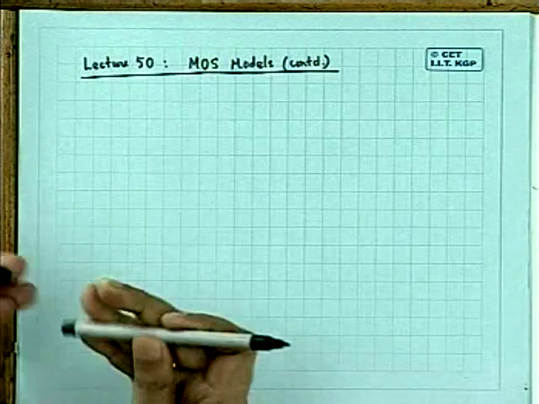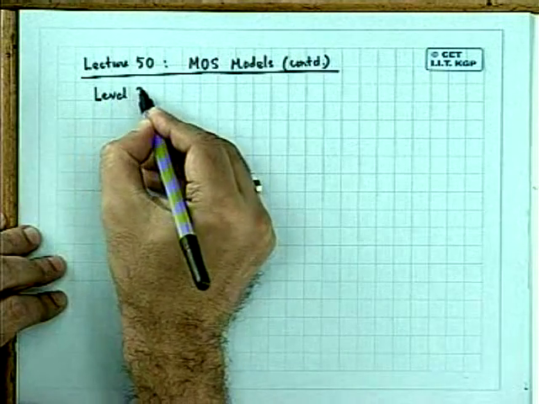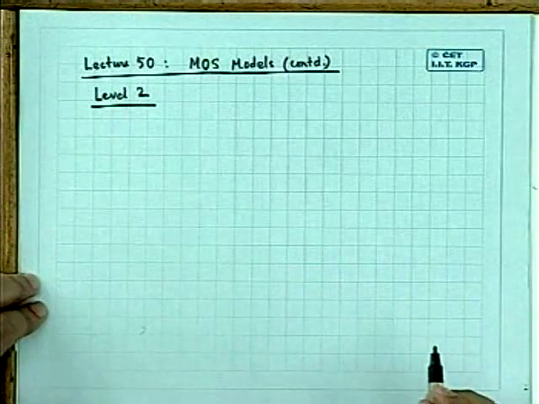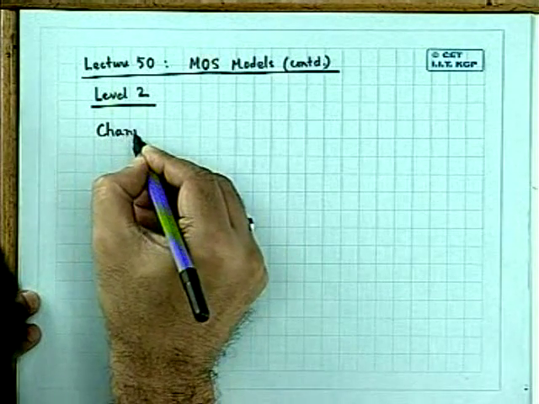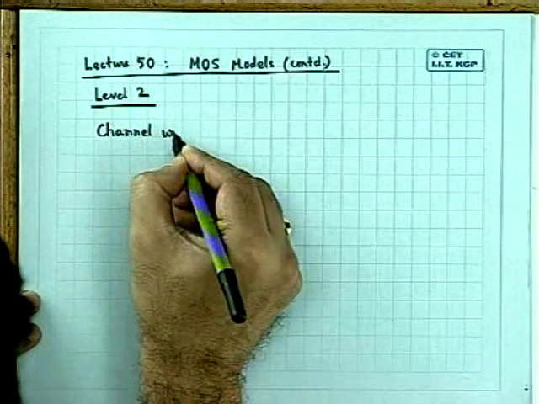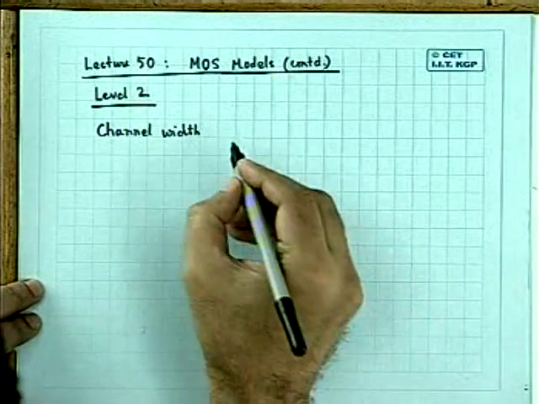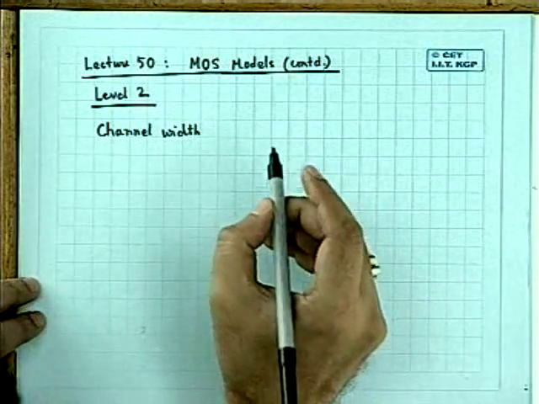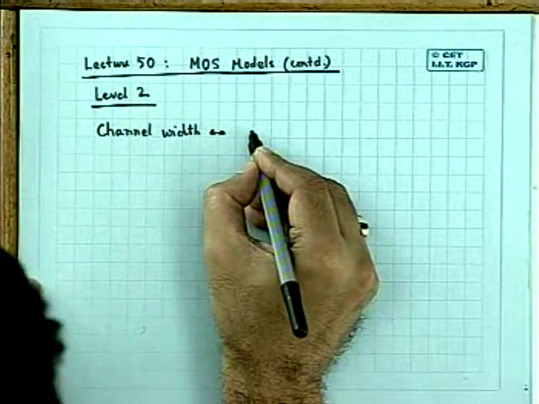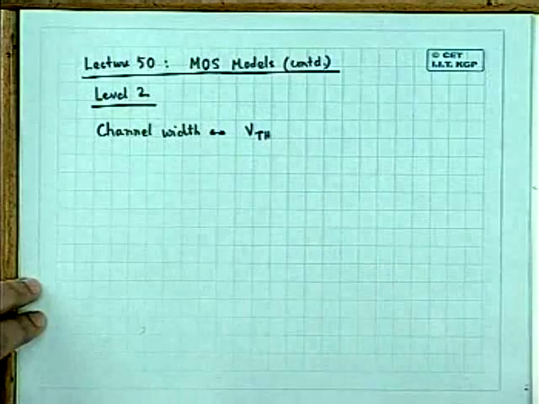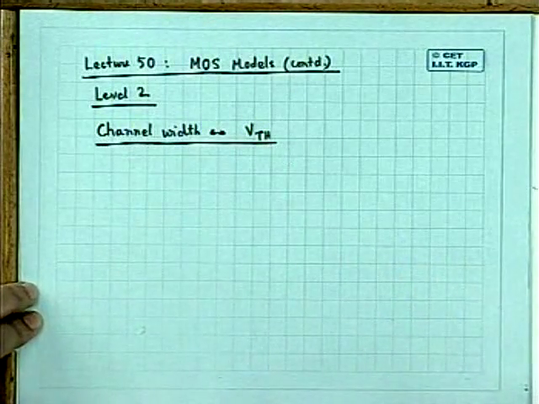So we are still continuing level 2. In level 2, the effect of channel width on VT, called the narrow channel effect, I call it channel width vis-a-vis VTH. This dependence is considered in the same fashion as we have discussed earlier.